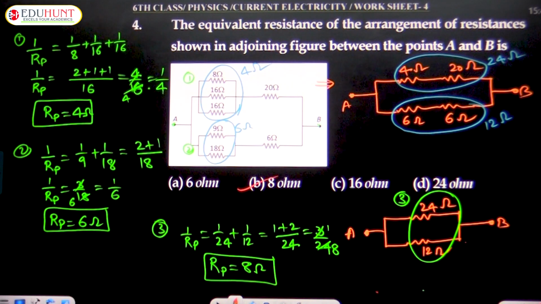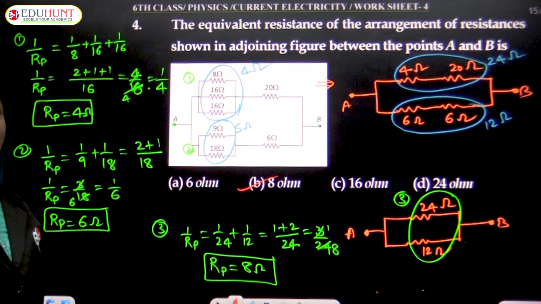So, what is the final answer, children? 8 ohms. Okay. So now you are getting into that, I suppose you were able to understand.